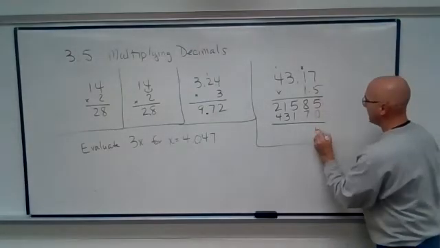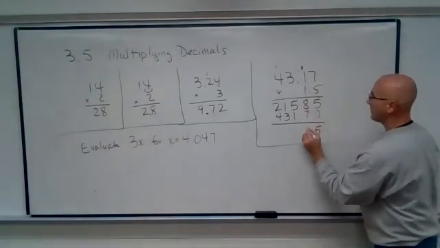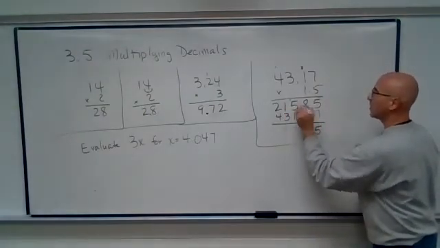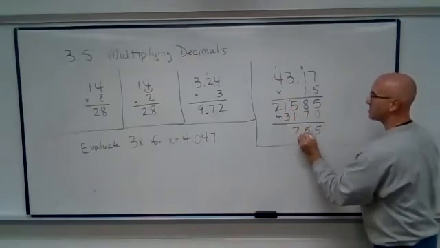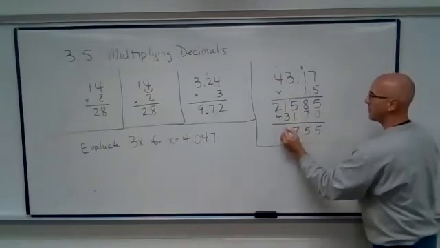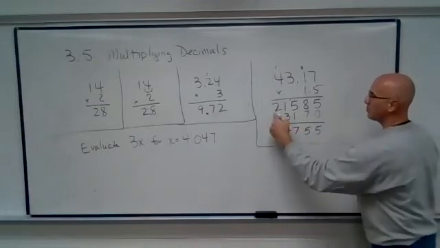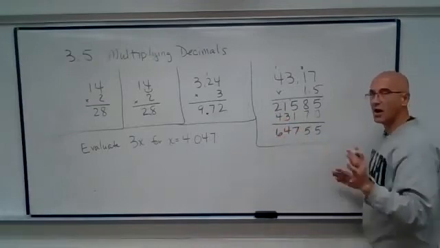5 plus 0 is 5. 8 plus 7 is 15. I'm going to carry the 1. 1 plus 5 plus 1 is 7. 1 plus 3 is 4. 2 plus 4 is 6. Are we done?